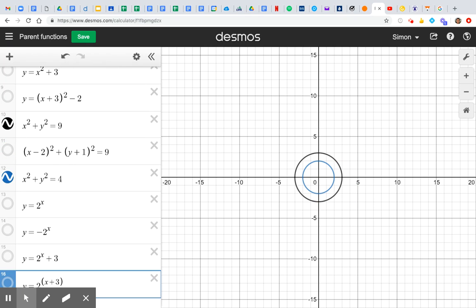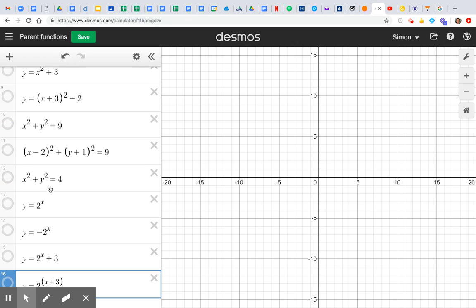I can change the radius. There's a smaller circle. Okay, so with a circle, it's hard to tell if it's flipped upside down or anything like that because it's still a circle. So it's hard to tell if it just moved or if something else happened.